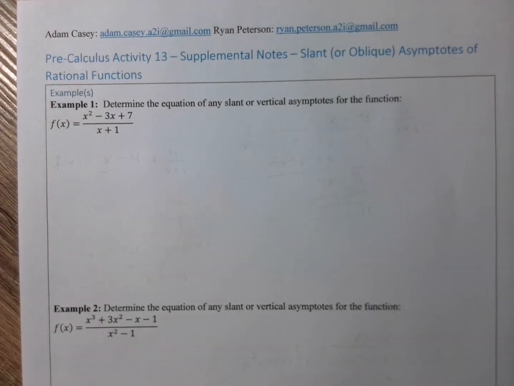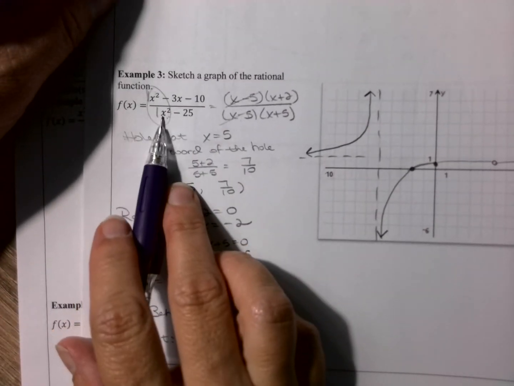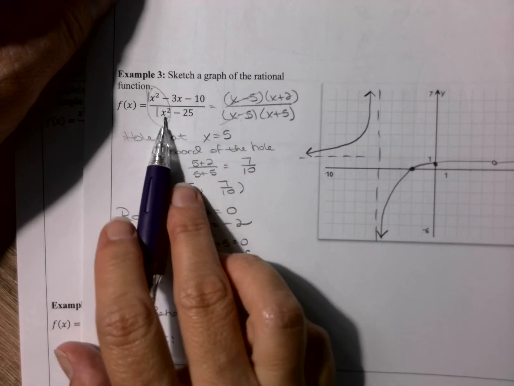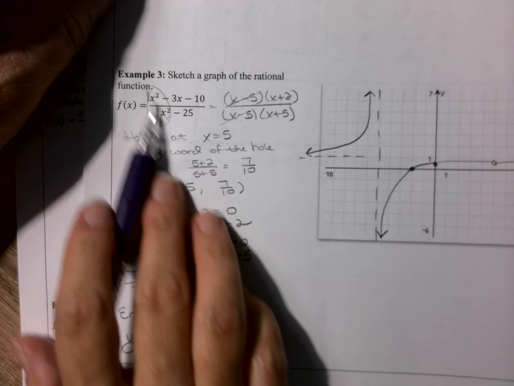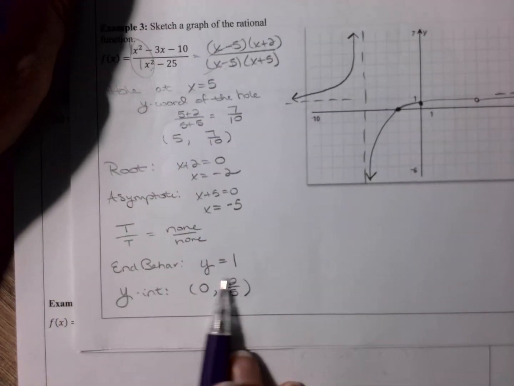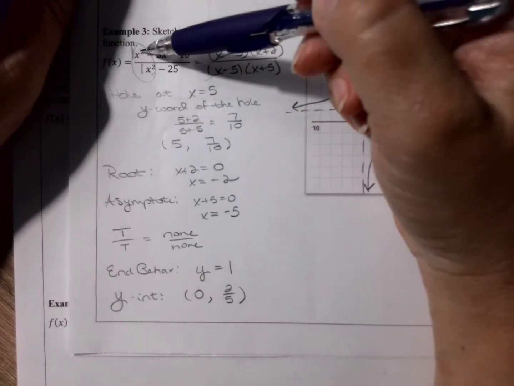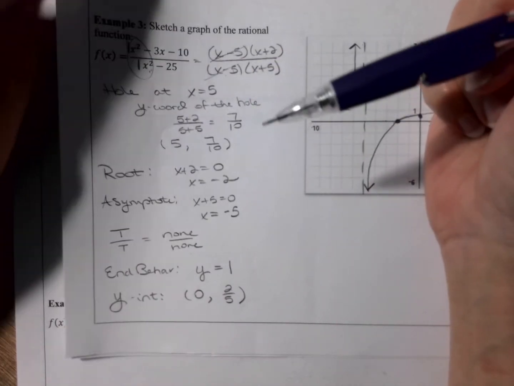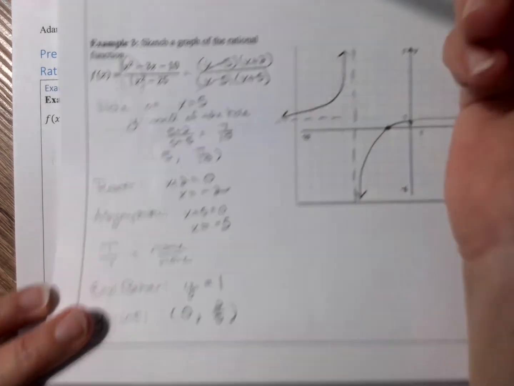We saw that same situation in example 3 on the previous video. The highest power term in the numerator and the denominator were both quadratics, x squared over x squared. So as x goes to infinity, those terms are going to cancel out, and we were left with a horizontal asymptote of y equals 1. So that's what happens when the highest power terms in the numerator and denominator are the same.